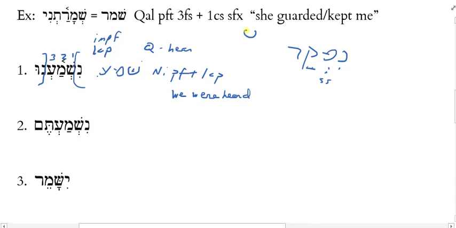Contrast that with the Qal perfect, Shamanu. Do you see the difference between Shamanu and Nishmanu? Shamanu is the Qal perfect, we heard. Nishmanu, we were heard. Okay? From switching from Qal to Nifal, I've made it passive. All right? Anybody have any questions about that? Let's go on to the next one, okay?